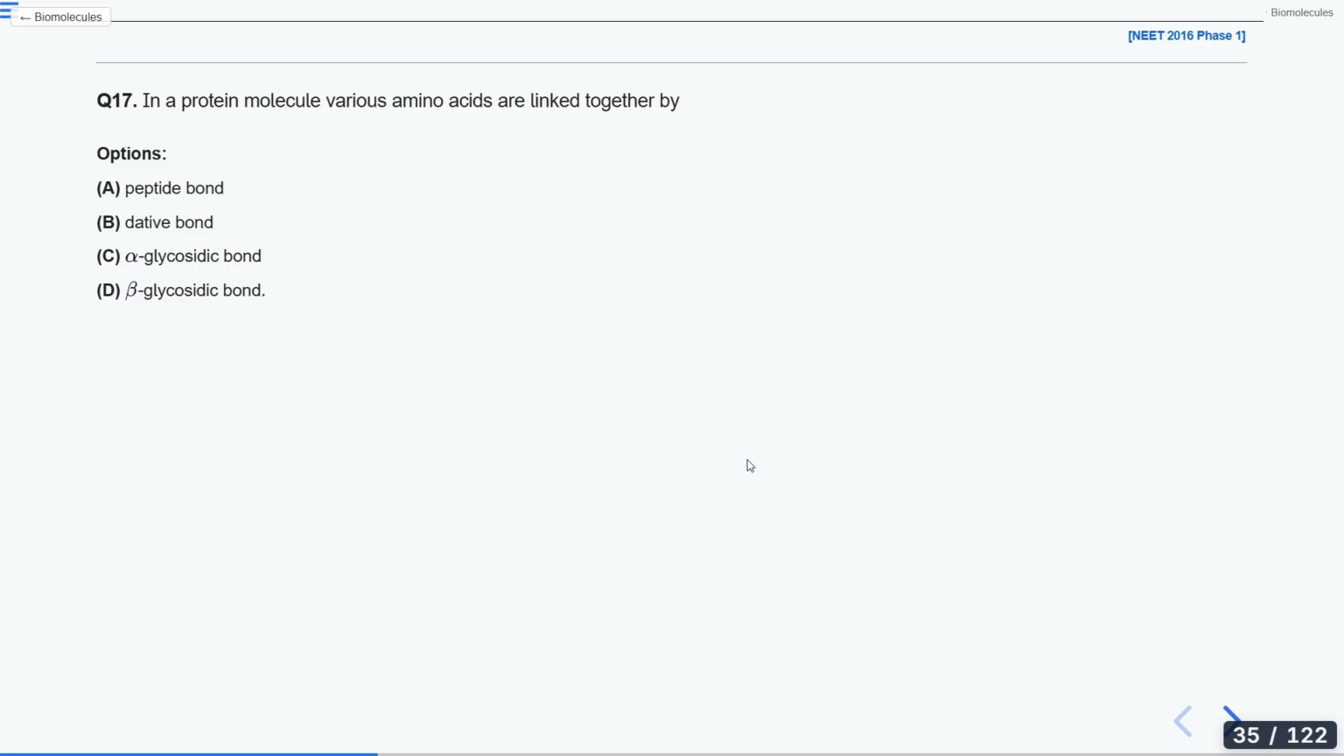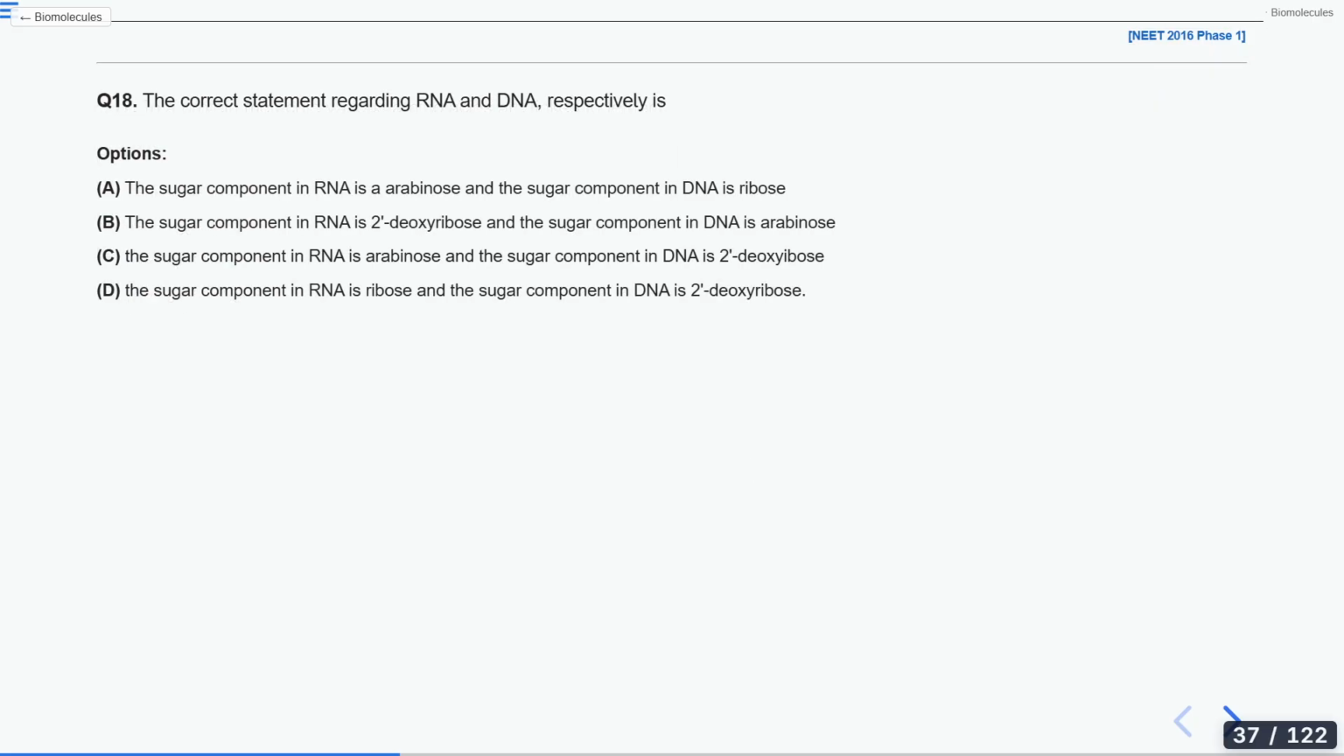Moving on to the next question. So, the DNA and RNA, you have to tell which statement is correct regarding the DNA and RNA. The question is related to the sugar. It's a very simple one. We have talked about this. What will be the correct answer here? D. Everyone is telling D is the correct answer.